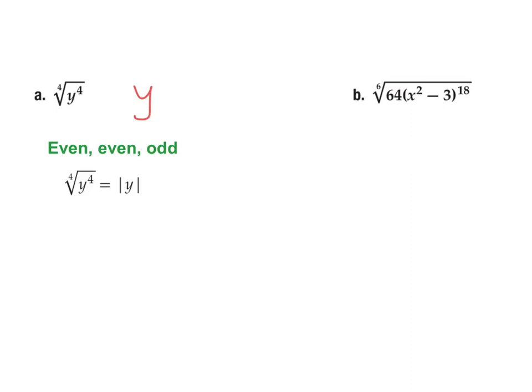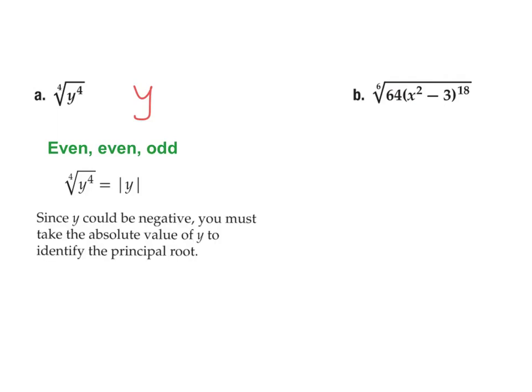Like for example, on this second problem, I've got an even index, and I've got an even power on the inside. Alright, 18 divided by 6 is 3. So I'm going to have even, even, odd, which means I'm going to have some absolute values in there somewhere. The 64 is not affected by that. Can you take the 6th root of 64? Yes. What is it? 2. So I get a 2. Oh, sorry, that's what we were talking about before. The 6th root of 64 is 2.